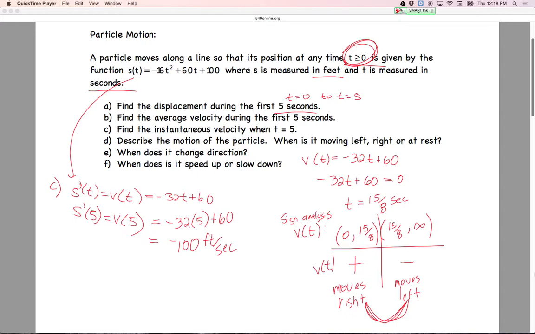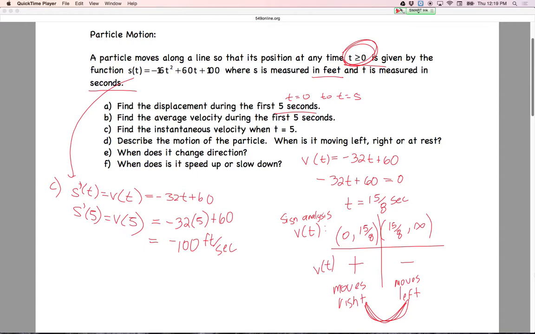Now, speeding up and slowing down, I think about half of both classes combined are going to get it wrong, because they're not going to pay attention well enough. But we've already written a summary of it. What do we have to do to figure out speeding up and slowing down? You have to compare velocity and acceleration. When velocity and acceleration have the same sign, it's speeding up. When they have different signs, slowing down. So now we have to do a sign analysis not just for velocity, but also for acceleration.